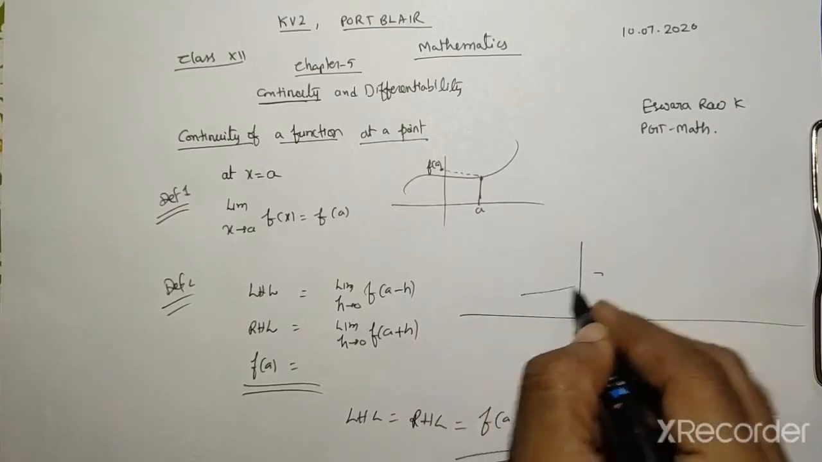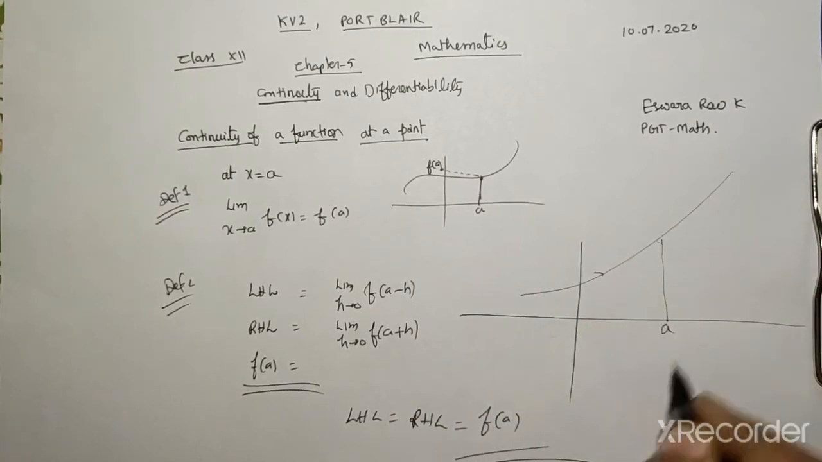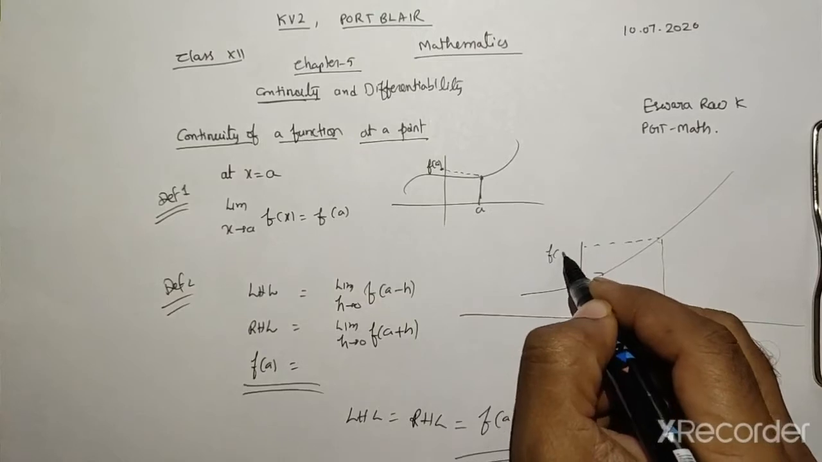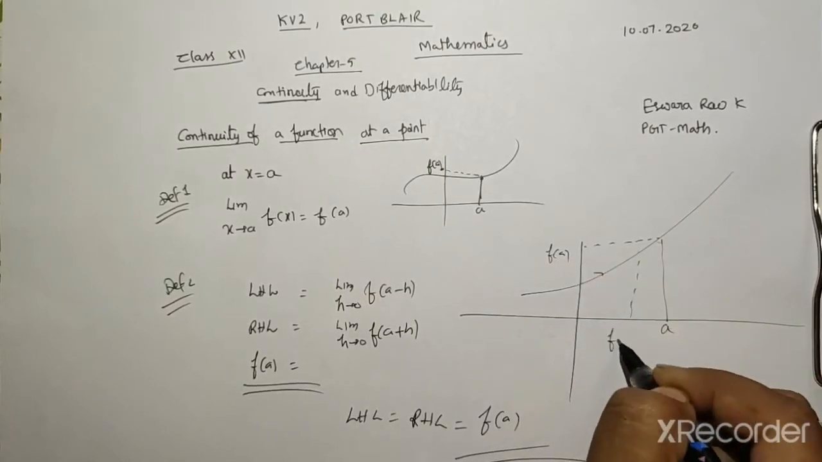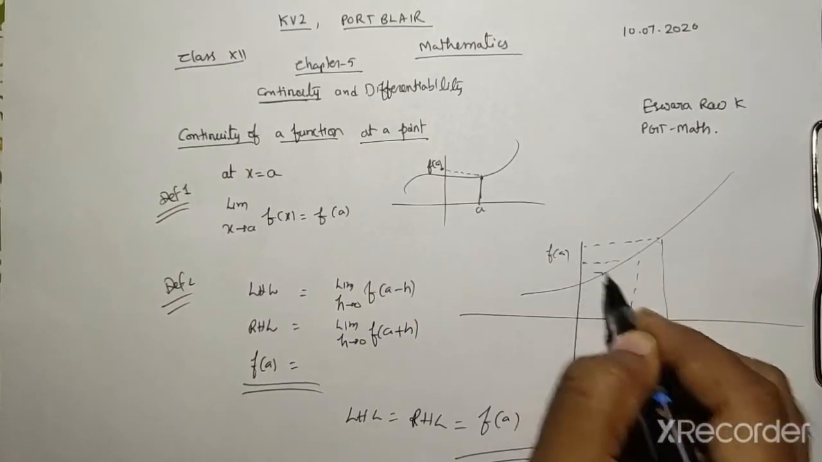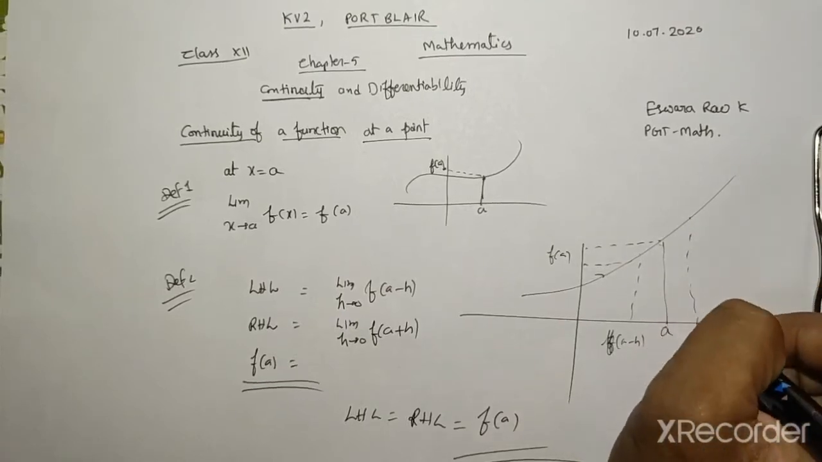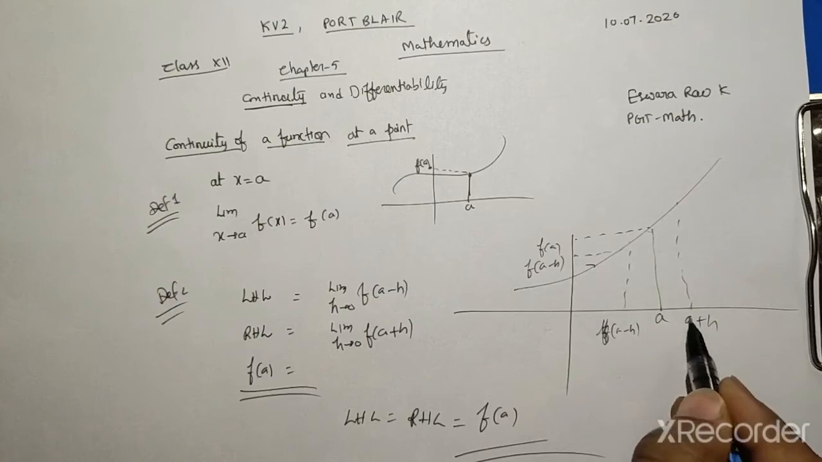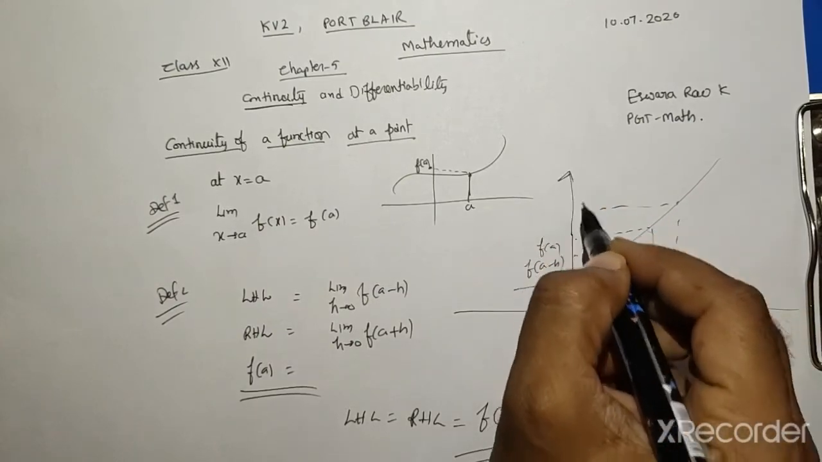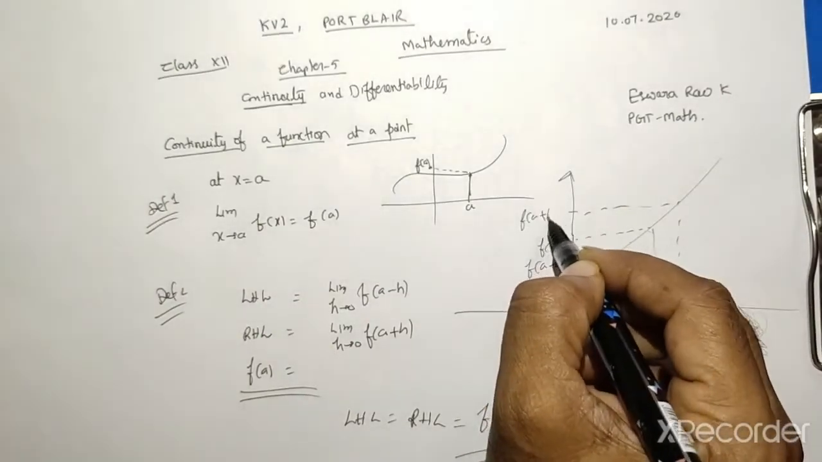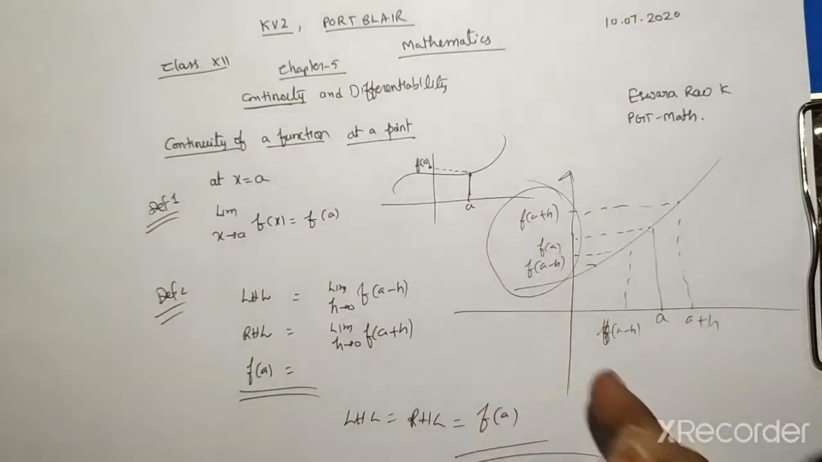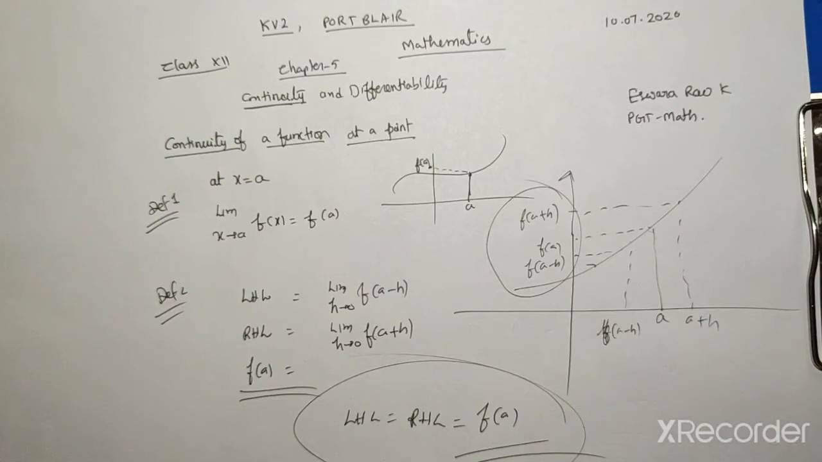See, this is the graph. At x is equal to a you are finding the value. It is f of a, and it is f of a minus h. This is a minus h and this is a plus h, and at a plus h the value is f of a plus h. So these three are approximately equal. They need to be equal. Then you can say the function is continuous at x is equal to a.